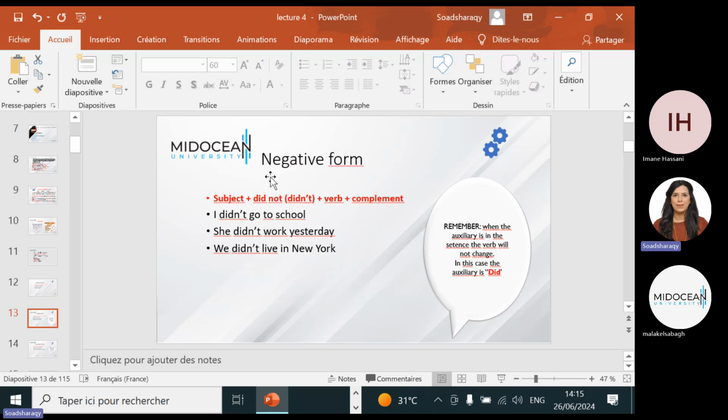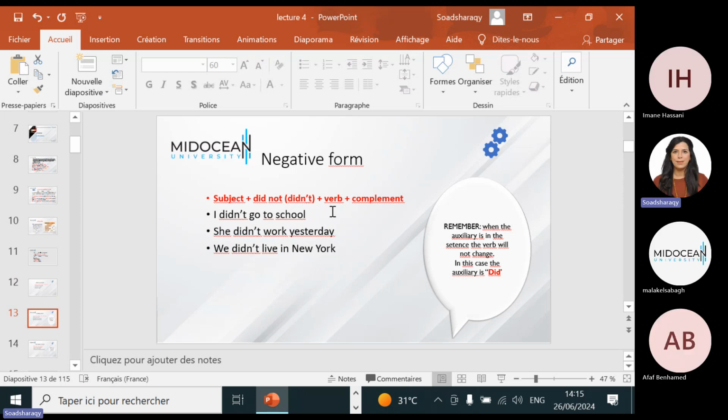The negative form, we use subject plus didn't plus verb plus complement. Example, I didn't go to school. She didn't work yesterday. We didn't live in New York. So remember, when the auxiliary is in the sentence, the verb will not change. In this case, the auxiliary is did.